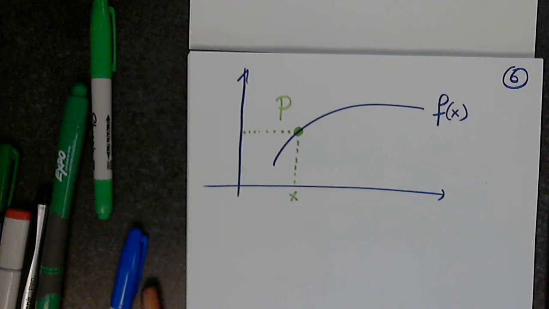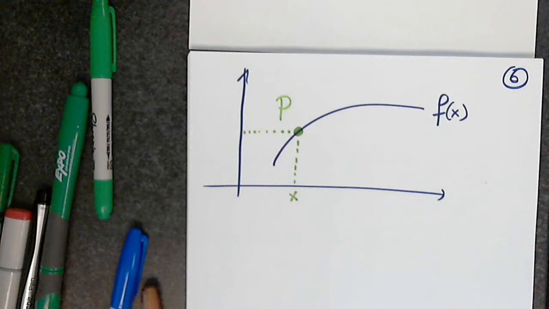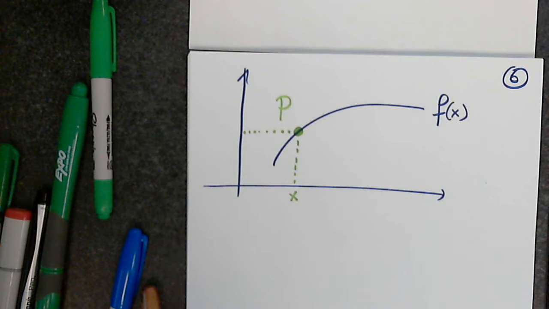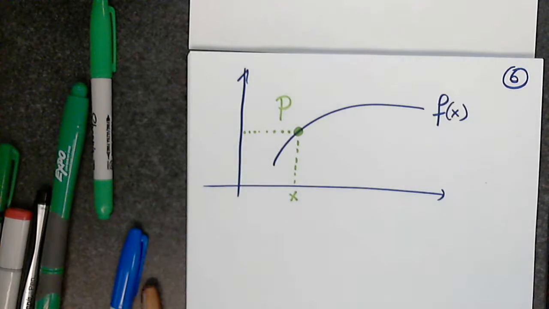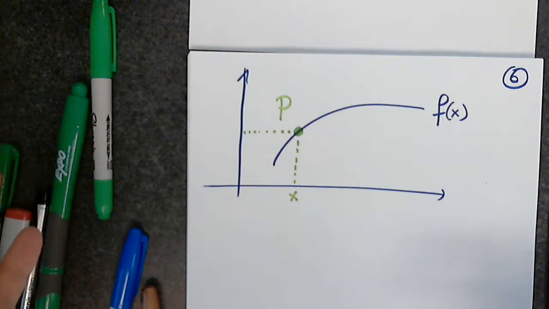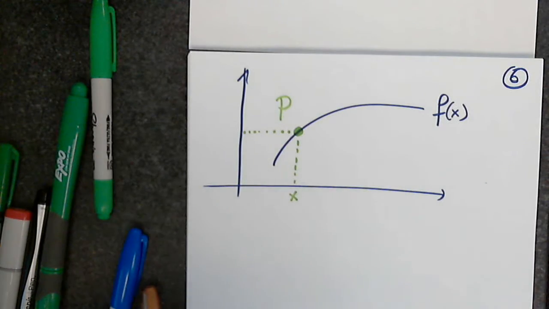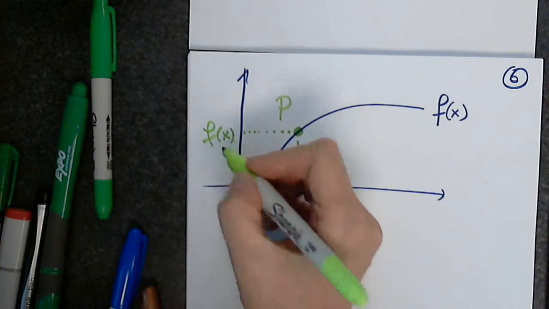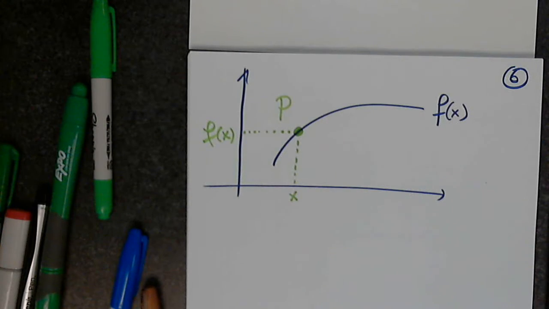I'm telling you that the x-coordinate of P is x. What will be the y-coordinate of P? What's the function? F of x. Very good. So then what is the y-coordinate of P? What did we just say? Y is the same as what? It's the output. Exactly. We have to understand this. If we can understand this, we can go beyond it.